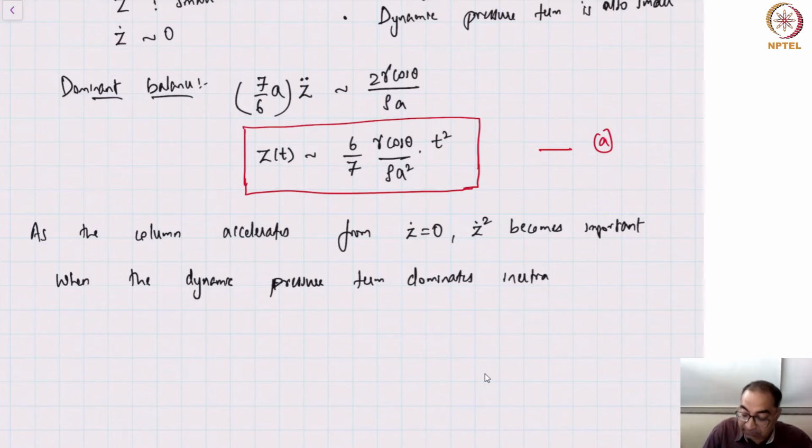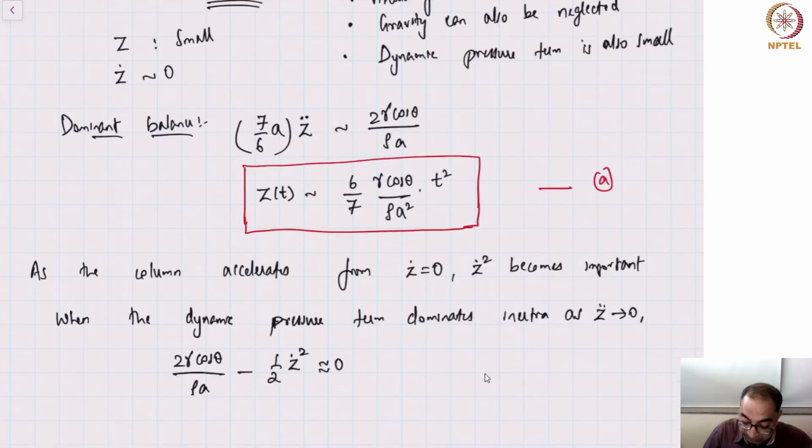And why would that happen? Because z double dot goes to 0, so acceleration is going to 0. Now the balance would be the surface tension term 2 gamma cos theta by rho a minus half z dot square is approximately 0.